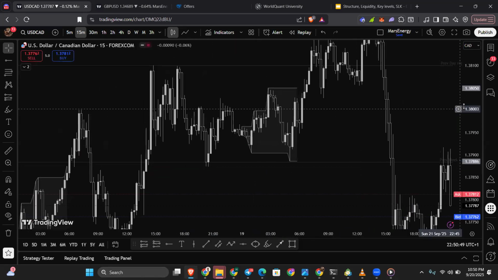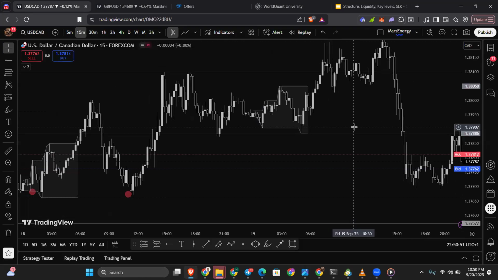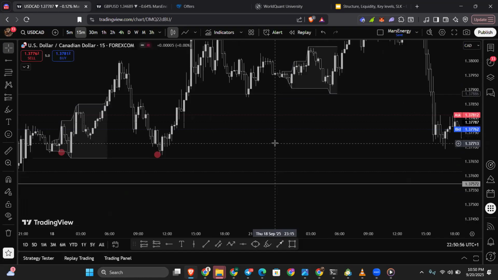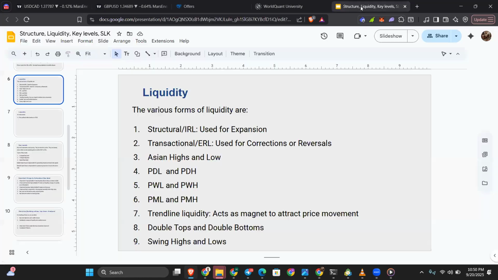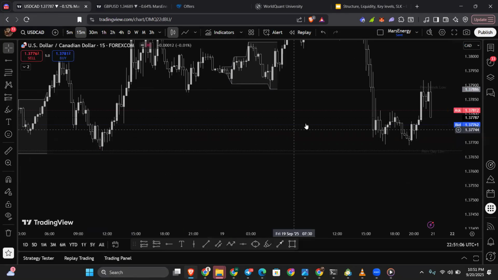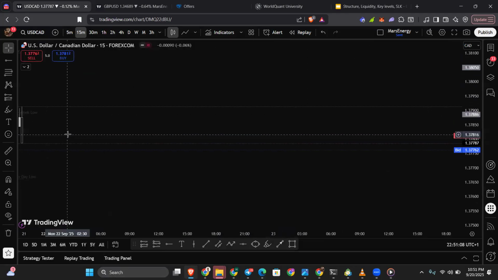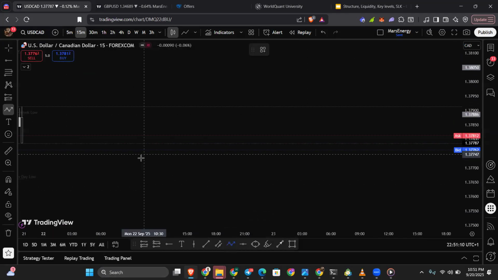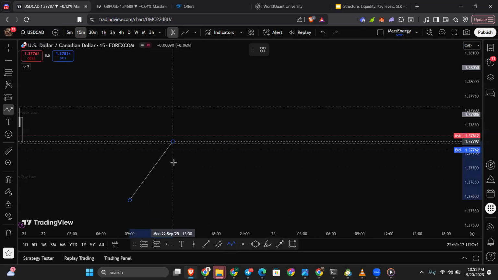Now, as it happens for the bottom, the same way it happens for the top. So you just need to pay attention to it. Then we have the swing highs and the swing lows. Technically, I've covered this when explaining the IRL and the ERL.